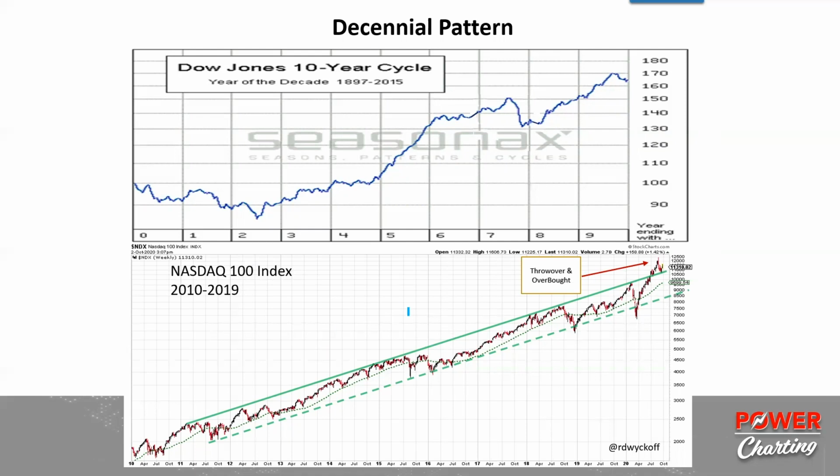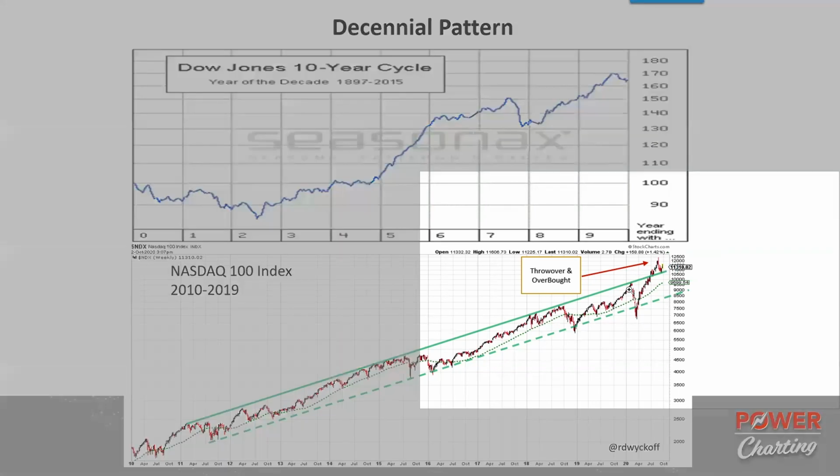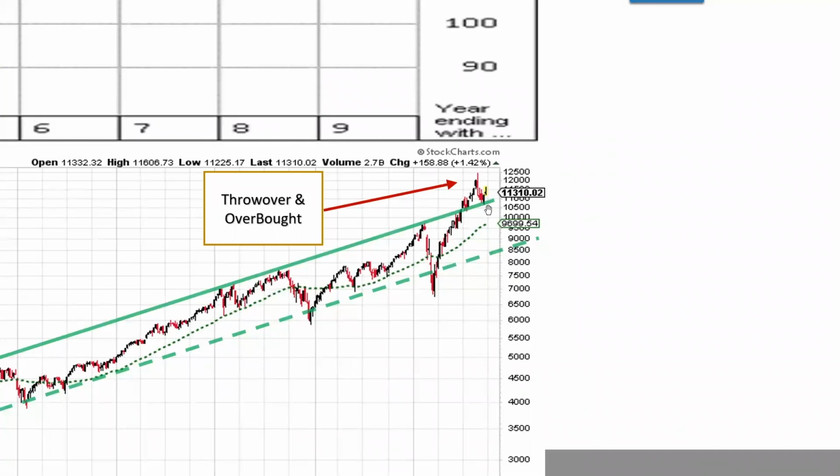Okay, so here we're looking at this throw over of this area. The only other thing I would add is that if we have a turn back below the trend line, so as long as the NASDAQ 100 can stay above this very important overarching trend line, it's going to be, I think, generally positive for the NASDAQ 100.